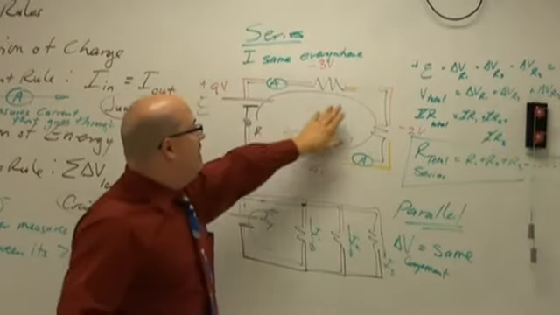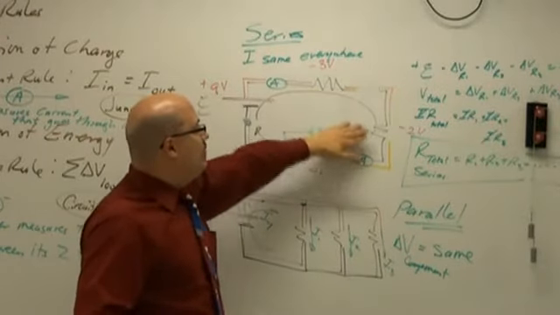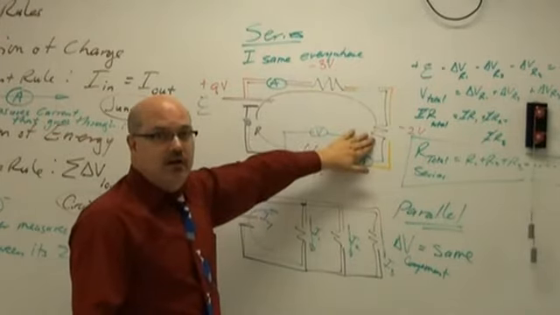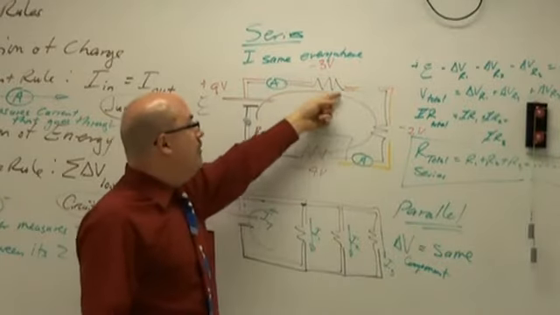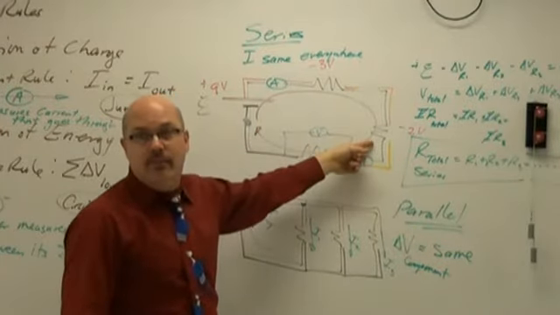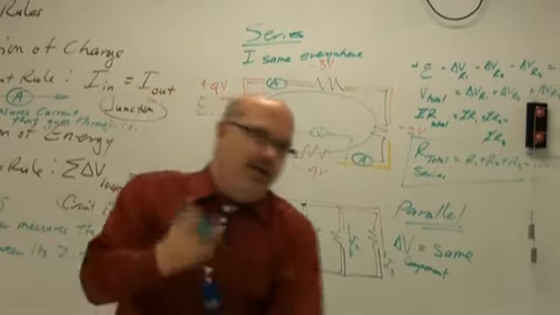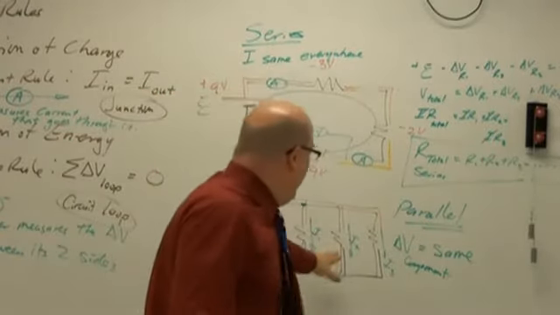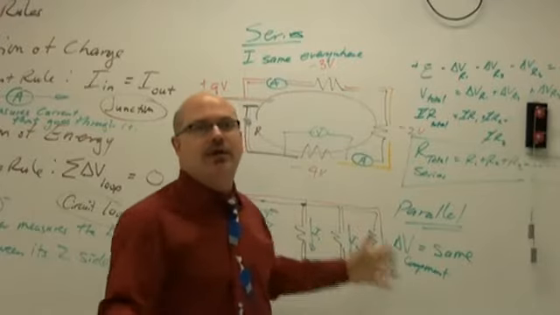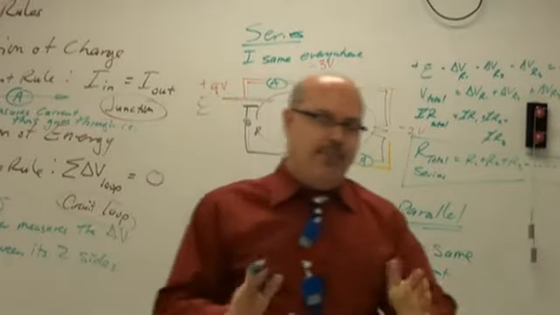Now in series, if I have a big resistor here and a small resistor here, you're stuck. You've got to go through that one to get to that one, and you have to go through that too. So you're stuck. You've got to go through every one. But when they're in parallel, you can pick and choose, and the current does. The current won't be the same.